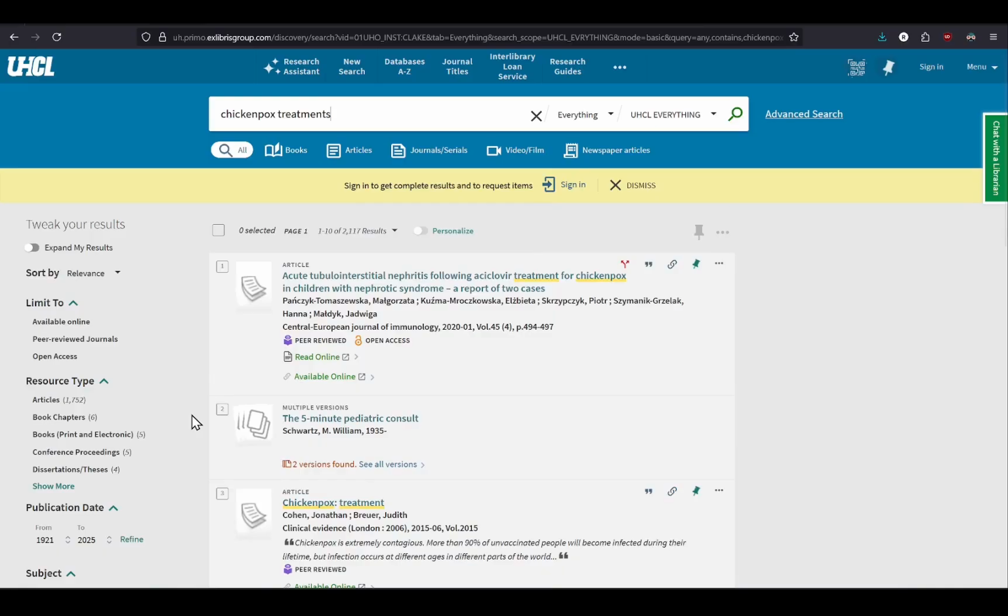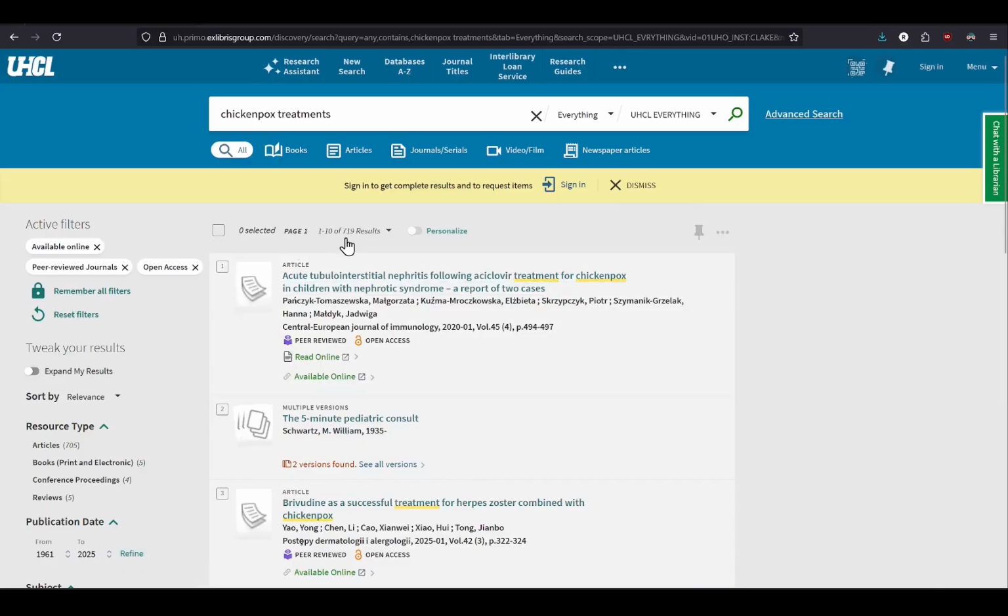Next, narrow down the results by using the search filters. In particular, the ones we'll be using are available online. This means you don't have to go to the library in person to read the source. Peer-reviewed. This means the source has been double-checked and verified by experts. And open access. This means you don't have to pay money to read the source. You've probably run into some news websites that want you to sign up for a paid subscription before you can read the articles. Here, ticking open access will exclude those. Look at that! There's 719 results.